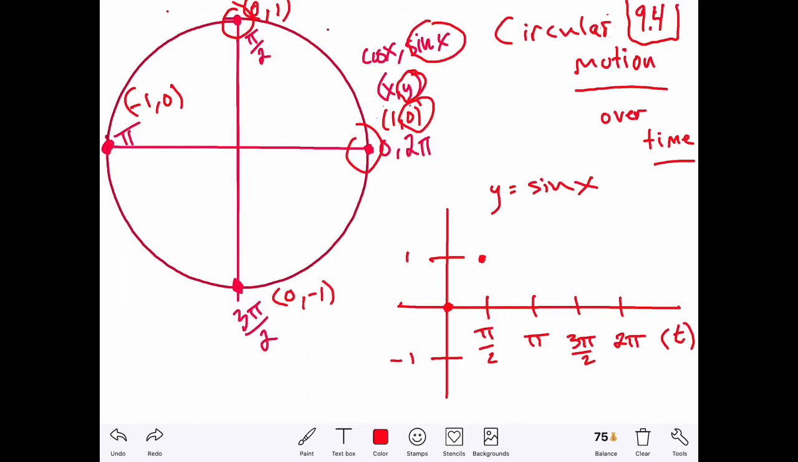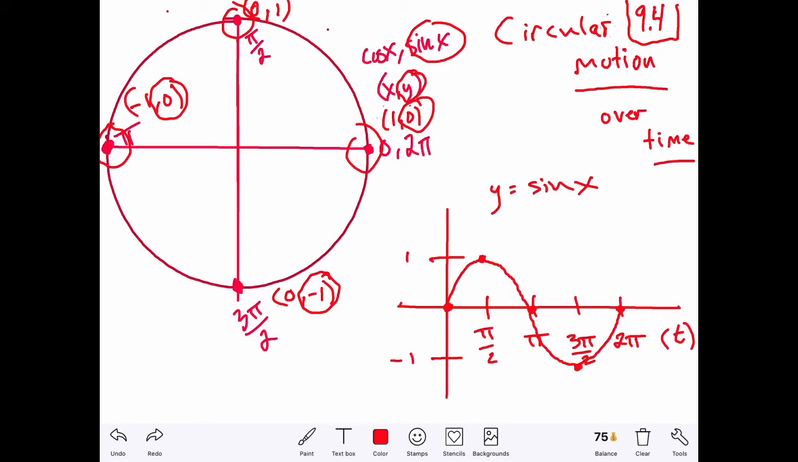Let's keep going around the circle. How about at pi? Well, at pi my y value that corresponds to sine is 0. And at 3 pi halves my y value is -1. And back at 2 pi, I'm back to 0. So if I went ahead and drew that shape, well, now we have what's called a sine graph, or a sinusoid curve.